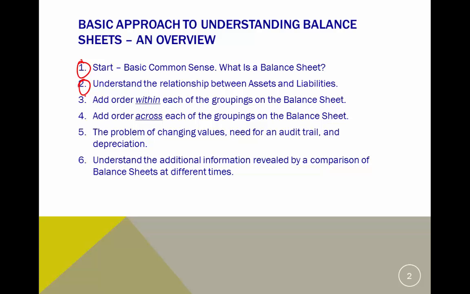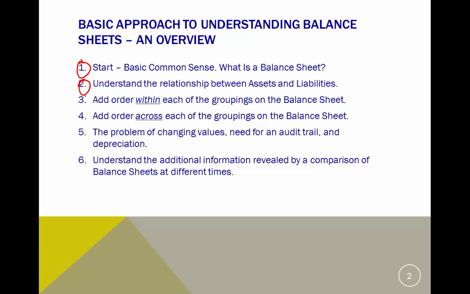In future screencasts, we will then realize the value that we can achieve if we look at order within each of the groupings. In other words, if assets are laid out systematically in groups, what additional information do we get rather than a haphazard list of assets? Likewise, if liabilities are laid out with some particular logic, what additional information can we get out of the list of liabilities?